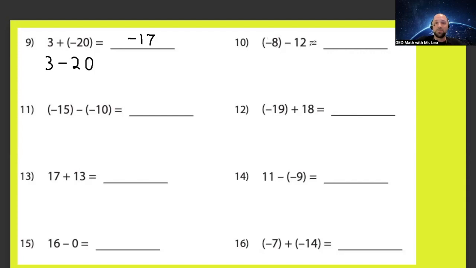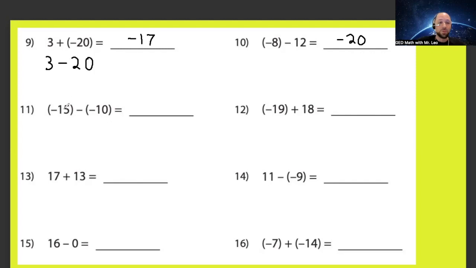Over here, number 10. These both have a negative sign. We consider this, they have the same signs. When the signs are the same, we're going to add the numbers and use the sign. 8 plus 12 is 20, and we're going to use the sign. Final answer, negative 20. This means you spent 8 and you spent 12. Altogether, you spent $20.